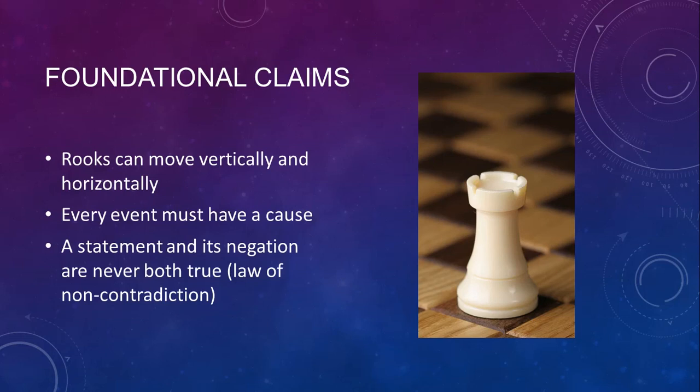Isn't that by definition the first one? So yeah, the first one is by definition. So in chess, rooks are the ones that can go forward and back and left and right. So it's another kind of foundational claim. It's foundational to the game of chess, you could say. And yeah, it's analytic. Yeah, that one's analytic. Oh, okay. How about this one? A statement and its negation are never both true. It's never the case that A is true and not A is true at the same time. Is that also analytic?